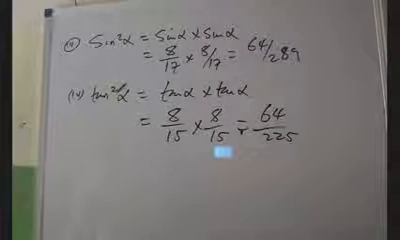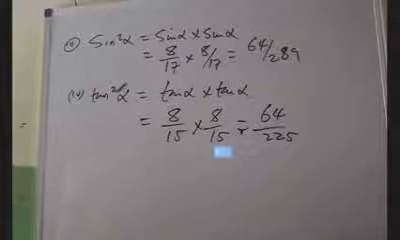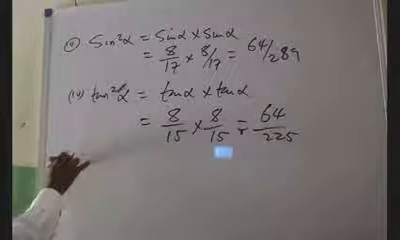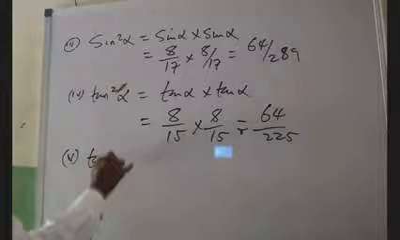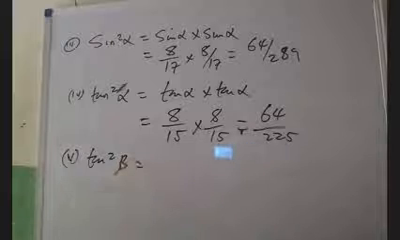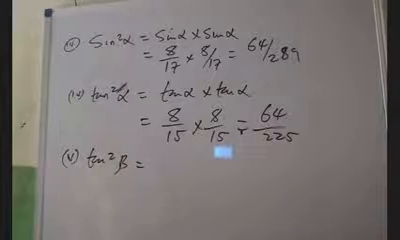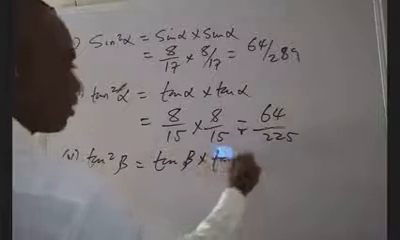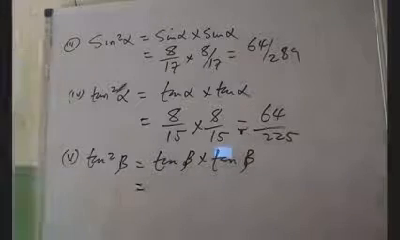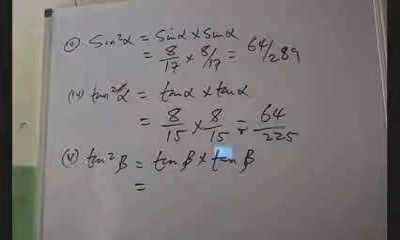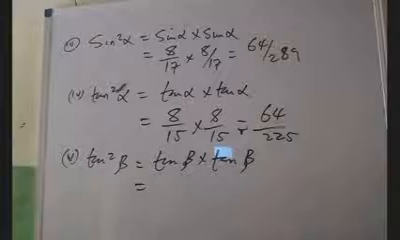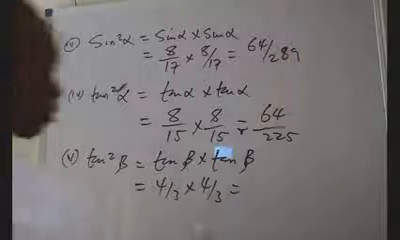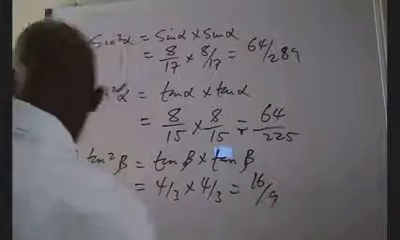Then we also have tan square beta. Tan square beta is tan beta times tan beta. That will be equal to 4 over 3 times 4 over 3. And that will be equal to 16 over 9.